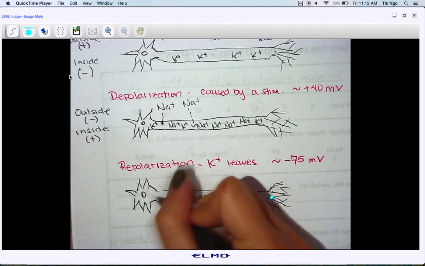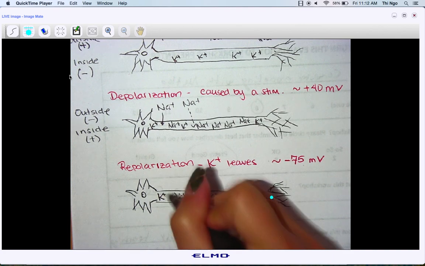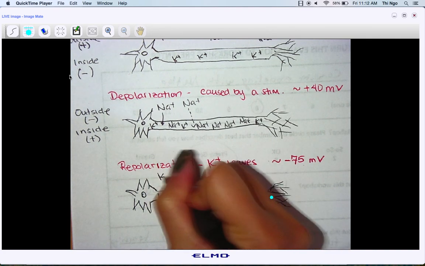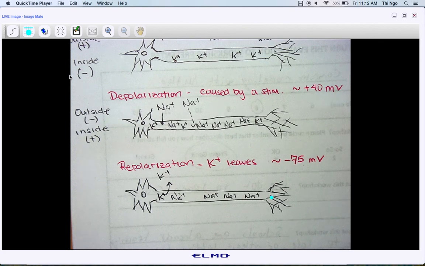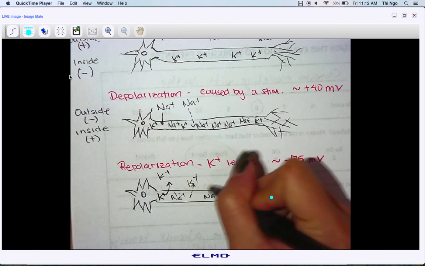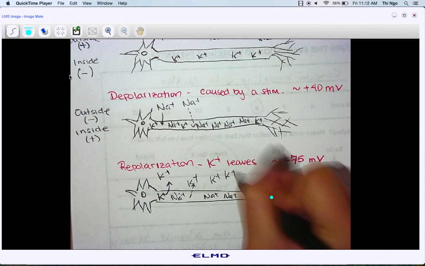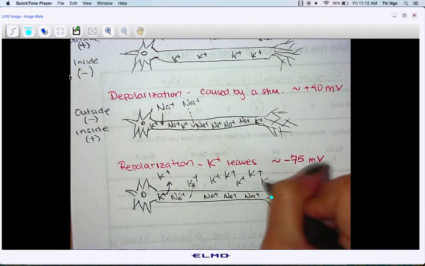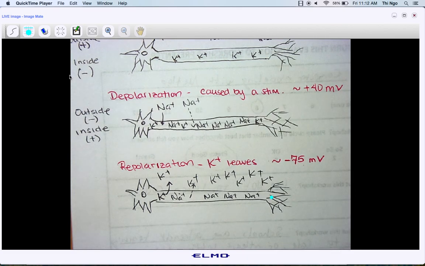But this time what's going to happen is you had a potassium, and during repolarization, potassium leaves. And this would be in the video when you saw the plus signs, like moving back out of the cell. So the potassium is going to exit in a cascade effect. And this is called repolarization. So you're trying to come back to the original state.